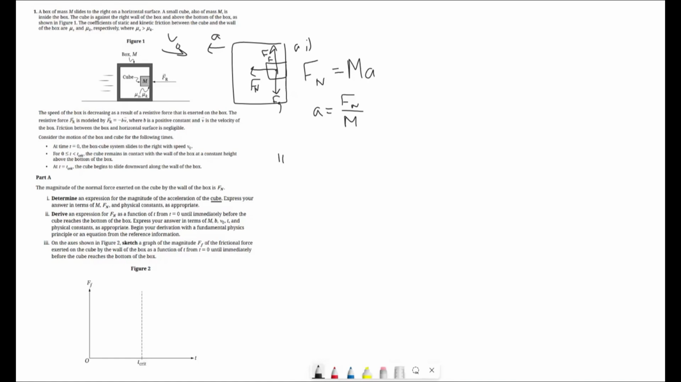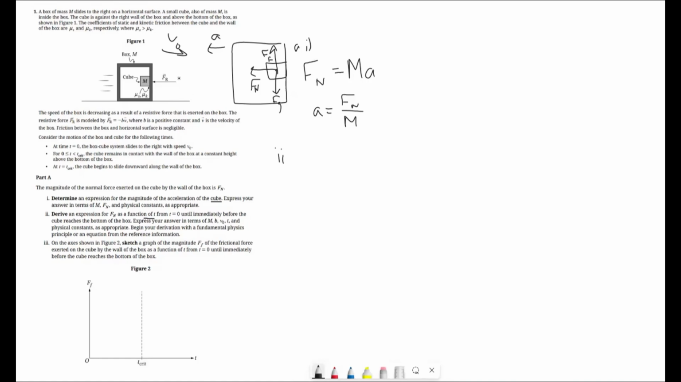But part 2 is where this gets tricky. Now it tells us to derive an expression for f sub n as a function of t. We haven't been given anything directly that gives us a function of t, but we're going to get it from t equals 0 until the point before the cube reaches the bottom of the box, in other words, when it comes to rest on the bottom. So we have a few things we can use: m, b, v sub 0, t, and physical constants. And it says begin your derivation with a fundamental physics principle or an equation from the reference information.